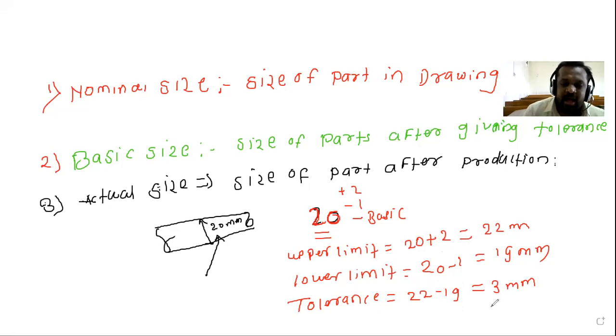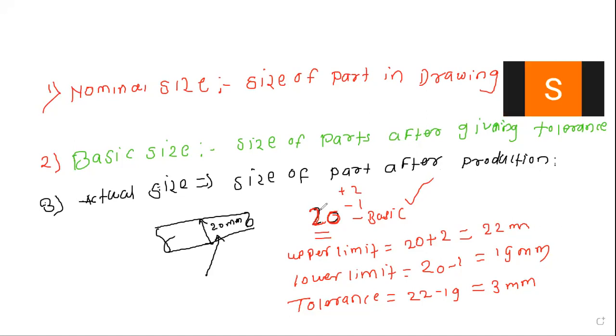Now see here, after the manufacturing, suppose we have to manufacture this pen. Suppose this is the shaft. This shaft we have to manufacture, and they have given this dimension, 20 minus 1 plus 2. Then what is meant by the 20? Is that 20 the nominal size or the basic size? Basic. The 20 is the basic size because on that 20 we have added the tolerances.